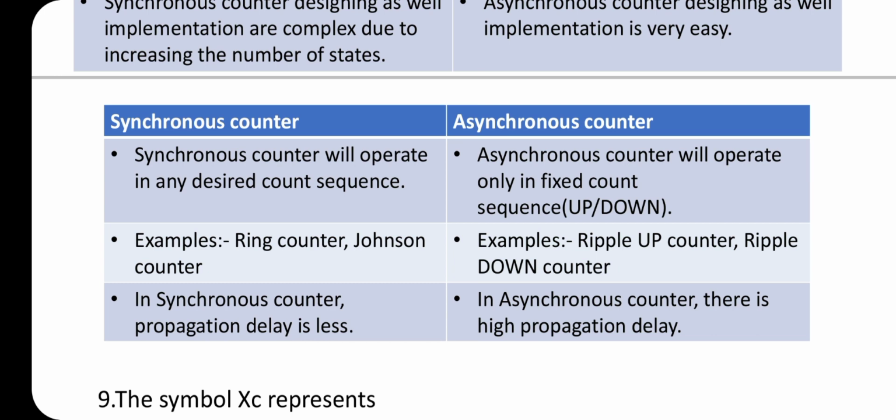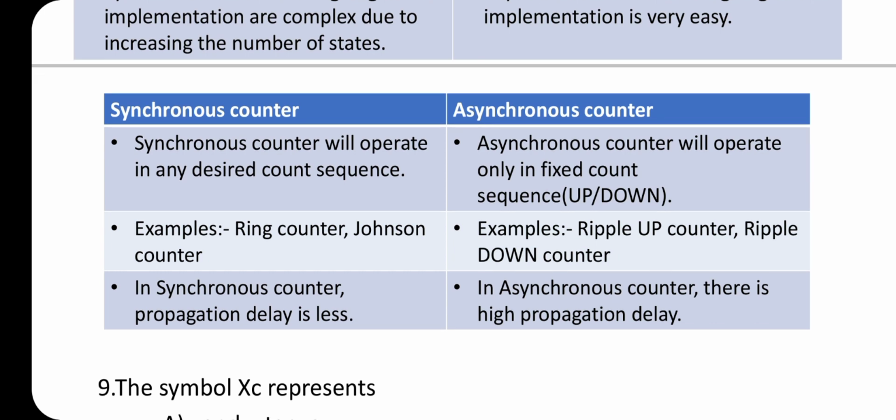Synchronous counter examples: ring counter, Johnson counter. The examples of asynchronous counter are ripple up counter and ripple down counter, etc. In synchronous counter, propagation delay is less. In asynchronous counter, there is high propagation delay.